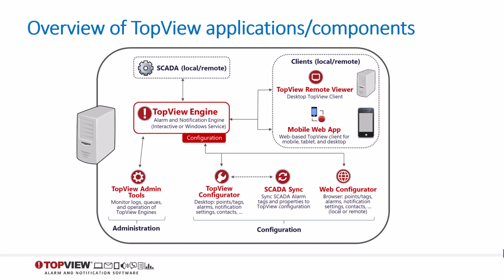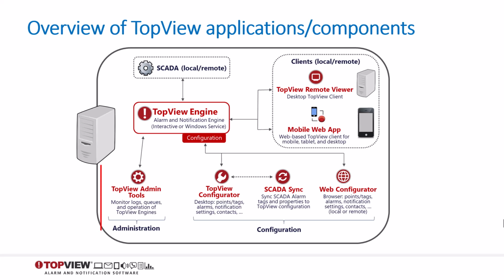TopView consists of multiple components that work together. The TopView engine is the real-time alarm and notification engine. There may be multiple engines running on the same machine, each monitoring different points and sending notifications based on different TopView configurations. Our clients allow users to monitor tag values, alarms, and alarm history, and can provide user actions such as alarm acknowledge, alarm disable, and shelving.